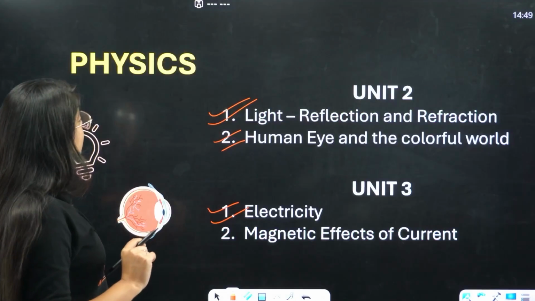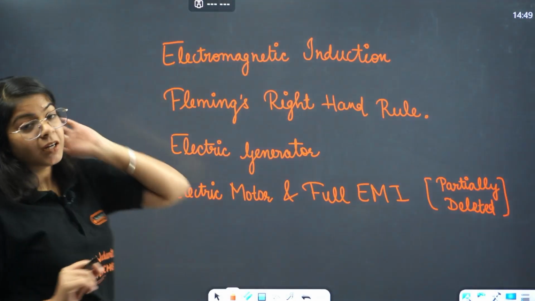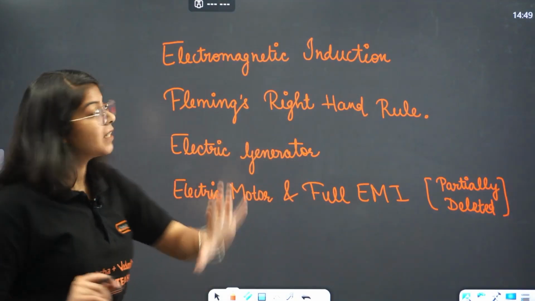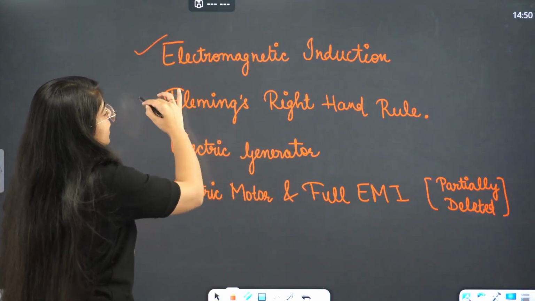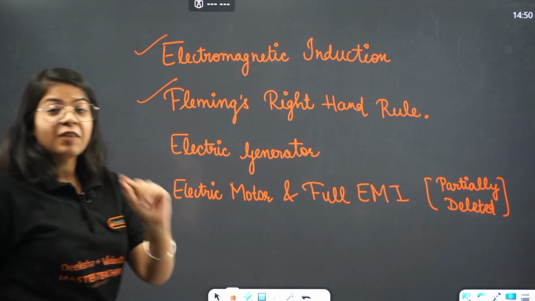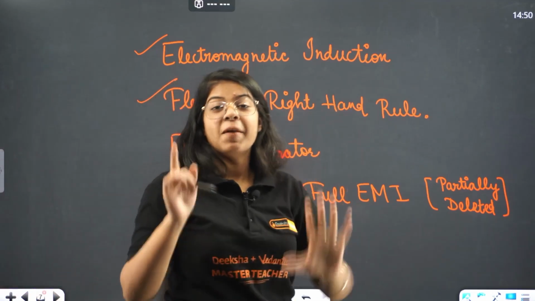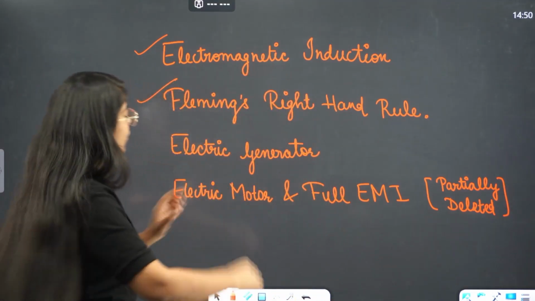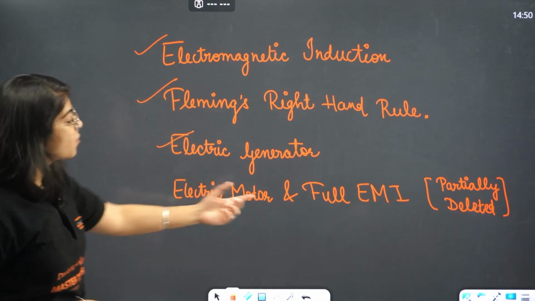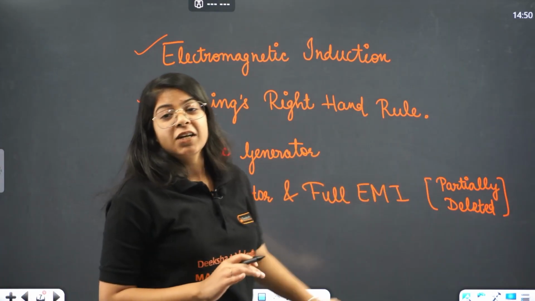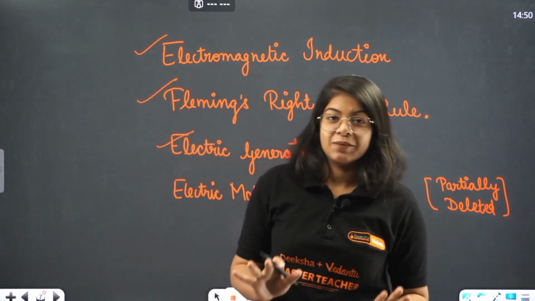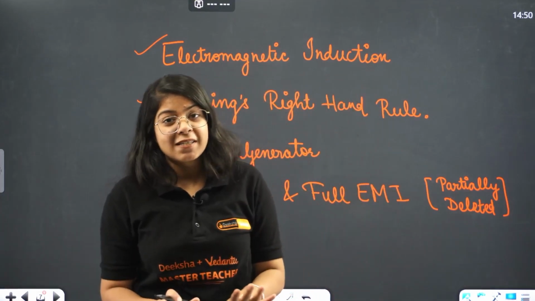Now in physics, we had so many topics before, all of these are deleted. Those were electromagnetic induction, Fleming's right hand rule. Fleming's left hand rule is still there, but right hand rule is deleted. Then electric generator and electric motor and electromagnetic induction, all these are deleted. So this was your complete syllabus.